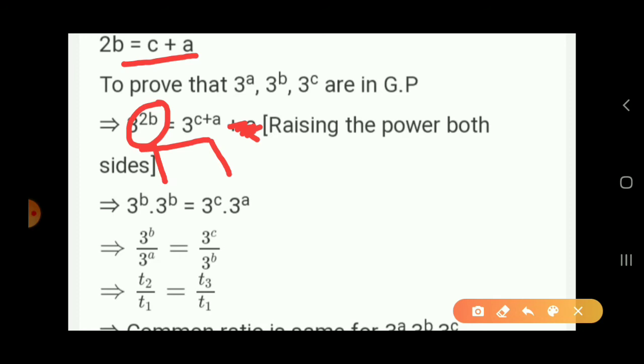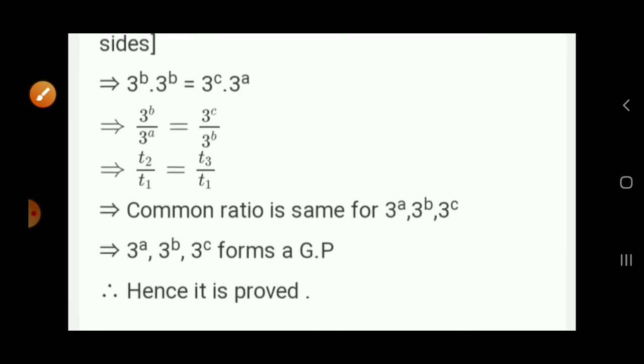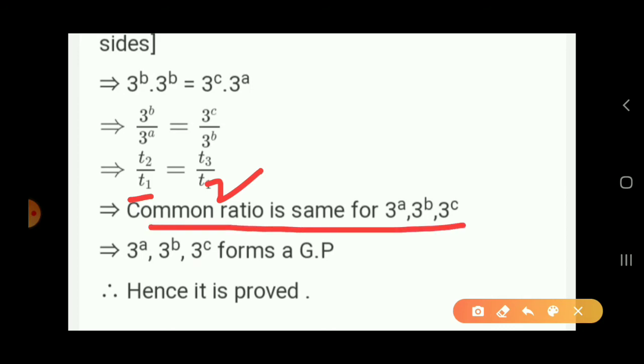The power addition can be changed to multiplication using the index rule. Then we bring 3 power A over 3 power B, and 3 power C over 3 power B, that is T2 by T1 and T3 by T2, having 3 power A, 3 power B, 3 power C. So the common ratio is the same, so 3 power A, 3 power B, 3 power C form a GP.